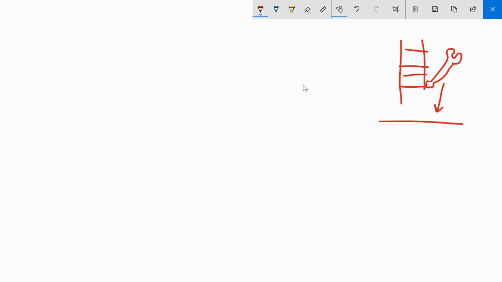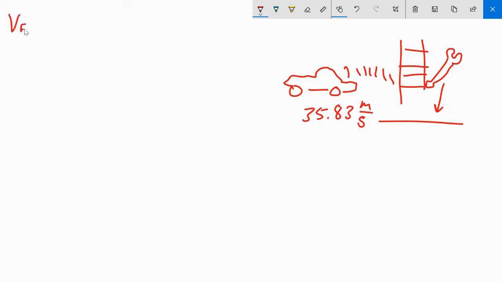We happen to have had a police officer nearby scanning for traffic with his radar gun, and he says that the wrench hit the ground at 35.83 meters per second. So we know VF, 35.83 meters per second. We know VO because it was knocked off. That means it was sitting still and then it began to fall. So we're going to call that 0 meters per second.